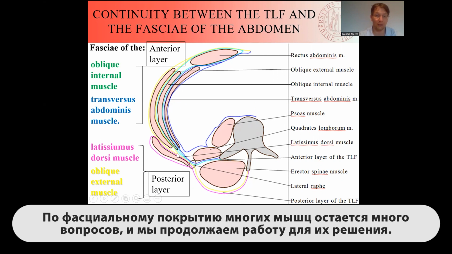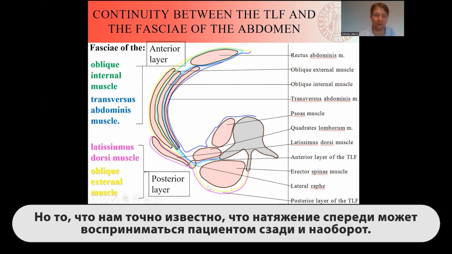A few of them, the light azure, for instance, are a little bit questionable, and so we are still working to understand which one will be more appropriate. But what is important to understand is that there is a perfect continuity. So sometimes tension is perceived in the back, maybe originating from the front, or vice versa.